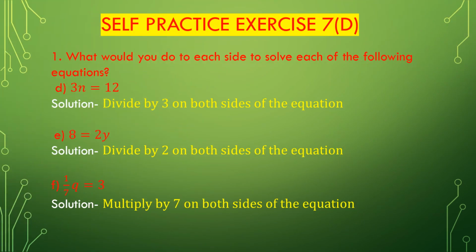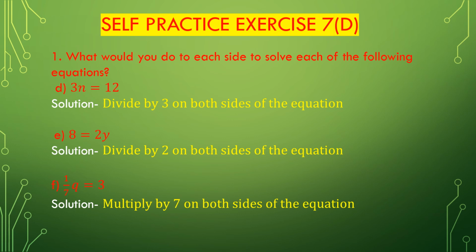Now D, 3n equal to 12 is given. This is the equation given and what we have to do on each side of this equation to solve the equation. So here on left hand side 3n is given, 3 multiplied with n. We know inverse operation of multiplication is division, so we have to divide 3 on both sides of this equation. 3n divided by 3 equal to 12 divided by 3. So divide 3 on both sides of this equation.